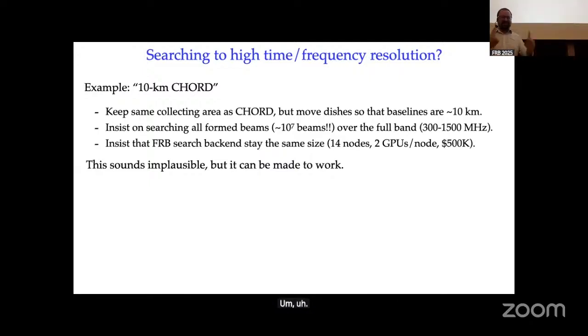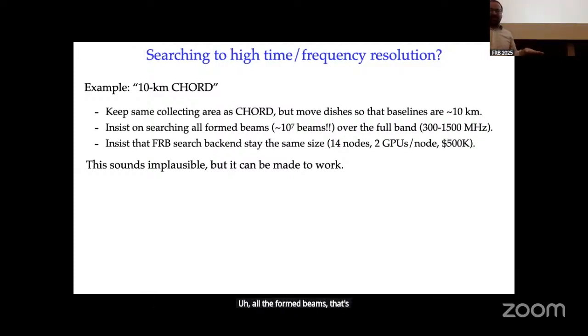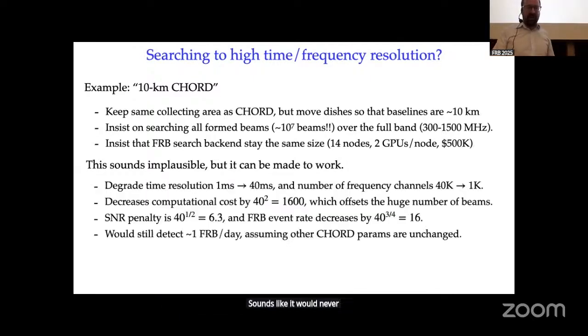10-kilometer CHORD. Imagine that we kept CHORD the same collecting area, but just scattered the dishes so that all baselines were 10 kilometers. And then imagine that the management goes insane and gives us some requirements that look impossible. I'm going to insist that we search all the formed beams, that's 10 to the 7 beams for this instrument, over the full band, while not spending any new money on computers. So this just sounds like it would never work, but you can do it this way.